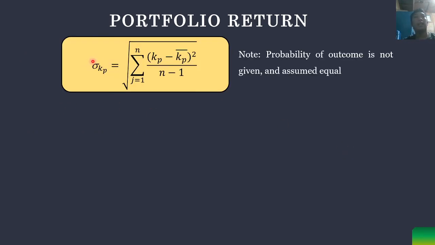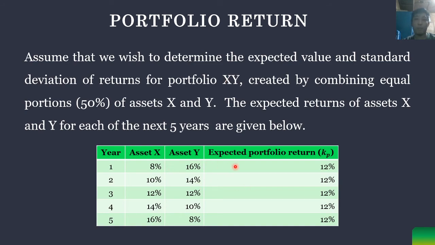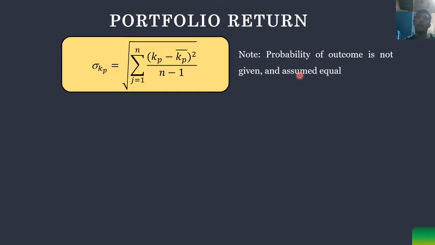So class, ito standard deviation, i-explain ko lang. Dito kasi kung mapapansin niyo, wala kasing sinabing probability, 'di ba? Wala sinabi kung anong probability na ito yung mangyayari. So in that case, we will assume that it is equal. Kaya walang given. Okay, so how do we compute for the standard deviation when the probability of outcome is not given or it is equal?